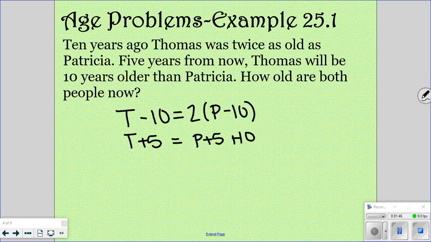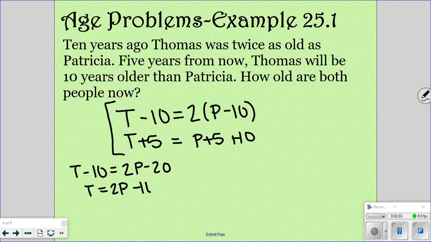So I can simplify these a little bit. This top equation can become T minus 10 equals 2p minus 20, which is T equals 2p minus 10. And I can substitute that into this bottom equation here. So I'd have 2p minus 10 plus 5 equals p plus 15. And so 2p minus 5 equals p plus 15.